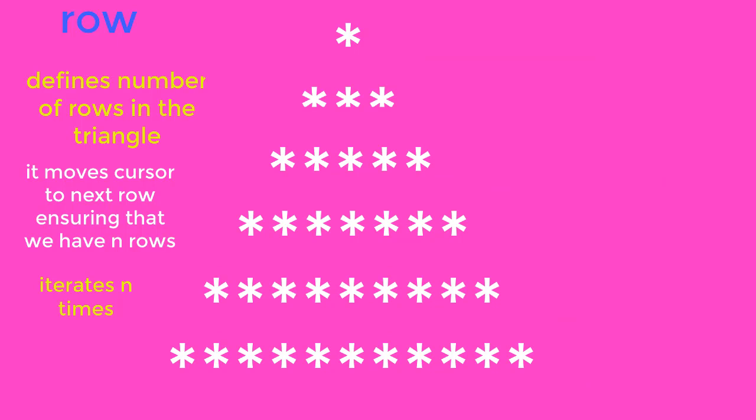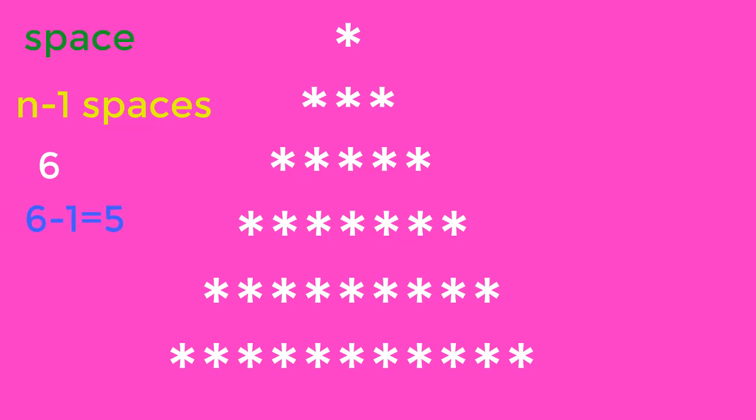So, let us look at the second variable here. That is also called space. Now, the space variable defines the number of spaces printed before stars on a particular row. The first row, for instance, has n-1 spaces before a star is printed. That is, if the number of rows of the triangle is say 6, the first row has 6 minus 1, that is 5 spaces printed.